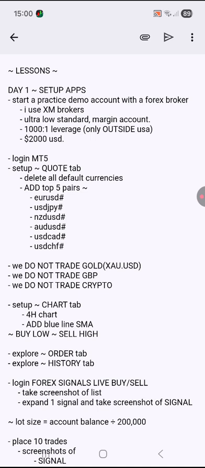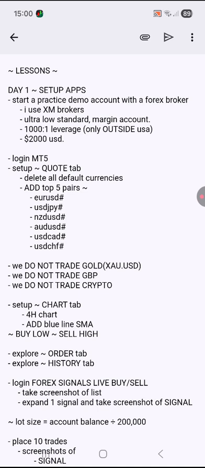So in order to do that, we need to register with a Forex broker. A broker is a special type of bank that holds your money, and we put up some money and we trade multiple times of our broker's money, okay? I happen to use XM brokers.